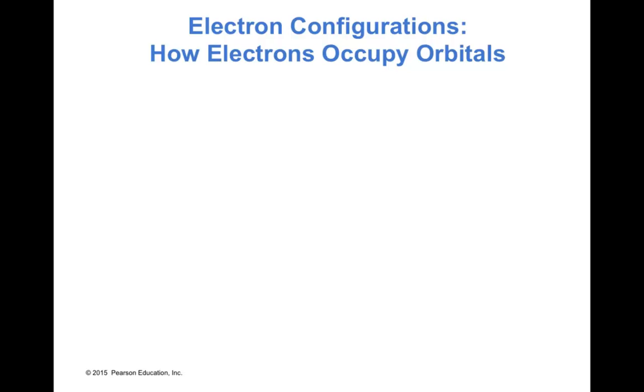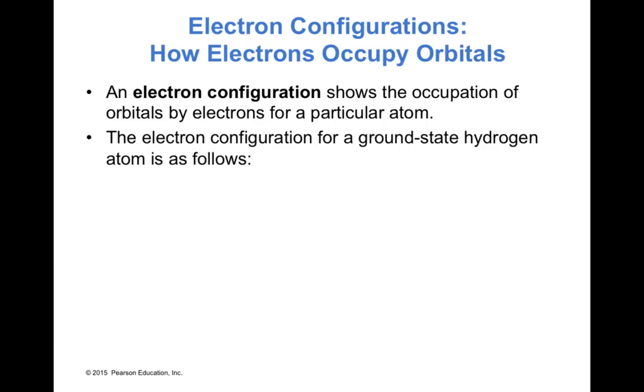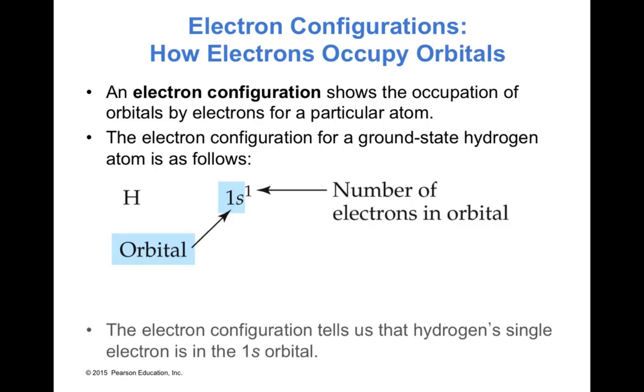Now it's time to learn how the electrons are distributed in the atom using the quantum mechanical model. An electron configuration shows the occupation of orbitals by electrons for a particular atom. The electron configuration for a ground state hydrogen atom is as follows: 1s1. The 1s represents the orbital, and the exponent represents the number of electrons in that orbital. So the electron configuration tells us that hydrogen's single electron is in the 1s orbital.